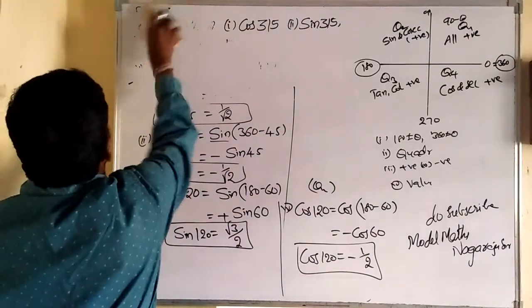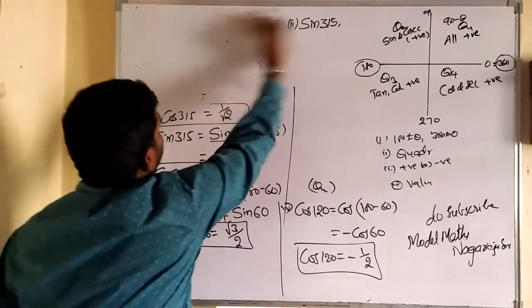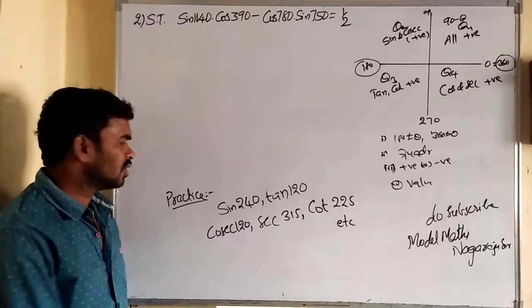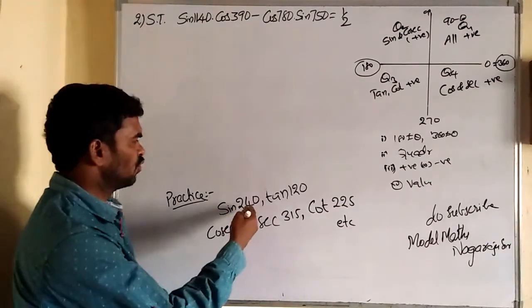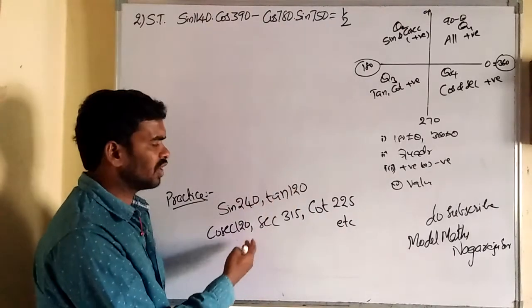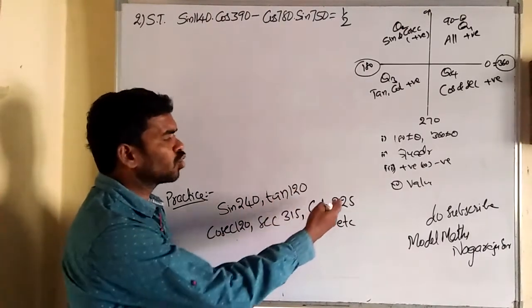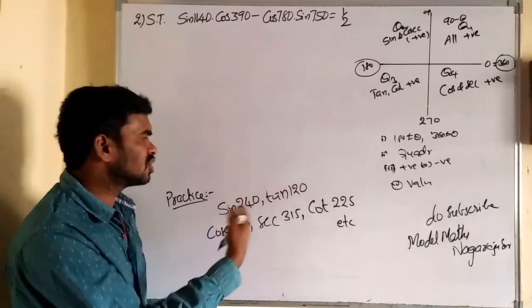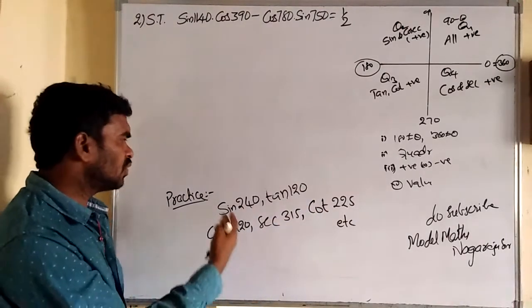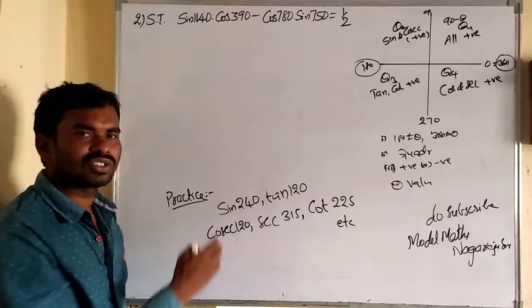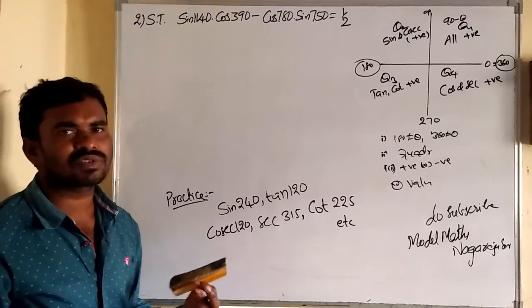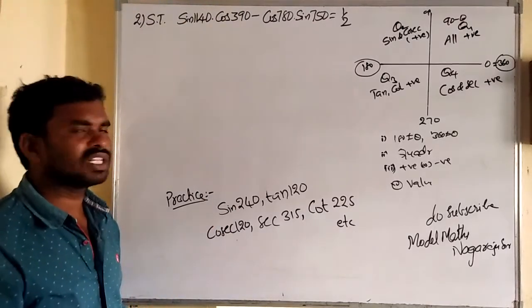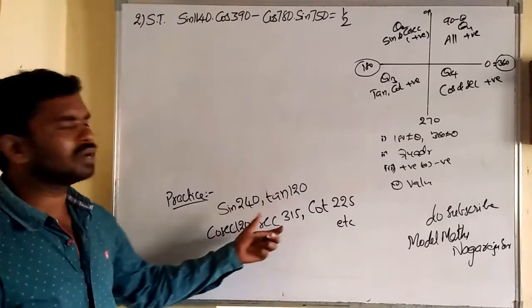Okay, let us take one more question. Okay, for example, you can practice sin 240, tan 120, cosec 120, sec 315, cot 225, cos 225. So like that you can find many values. Okay, if you want more problems, you will get them in textbooks. See the textbook, also practice more and more terms.